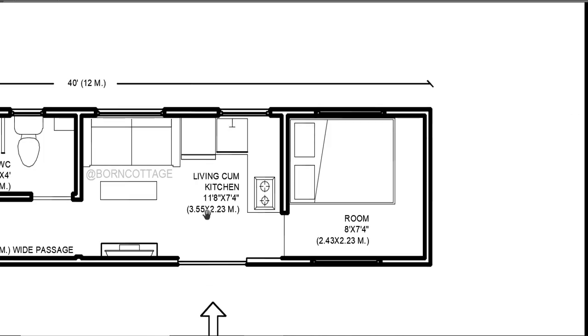So we have living plus kitchen area. You can see here the sofa arrangement, tea table arrangement and also TV unit on the front wall, and we have kitchen cabinet with burner, sink and refrigerator arrangement. Also we have two large size window for ventilation and light purpose of this area.